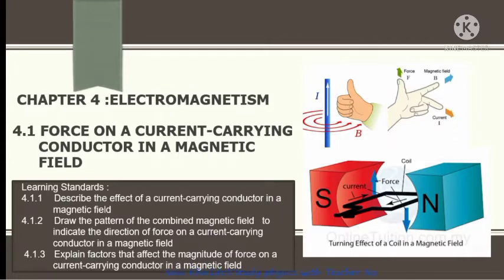Today we start Chapter 4, Electromagnetism, on topic 4.1, Force on Current Carrying Conductor in a Magnetic Field. I will discuss three learning standards. The first one: describe the effect of current carrying conductor in a magnetic field. The second one: draw the pattern of combined magnetic field to indicate direction of force on current carrying conductor in a magnetic field. And the third one: explain factors that affect magnitude of force on a current carrying conductor in a magnetic field.